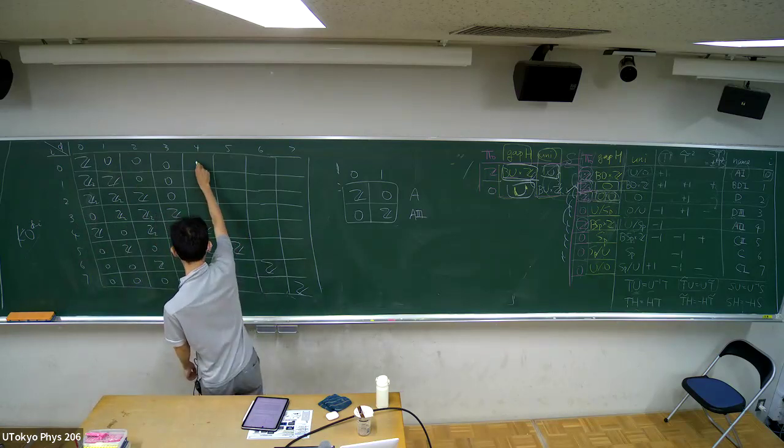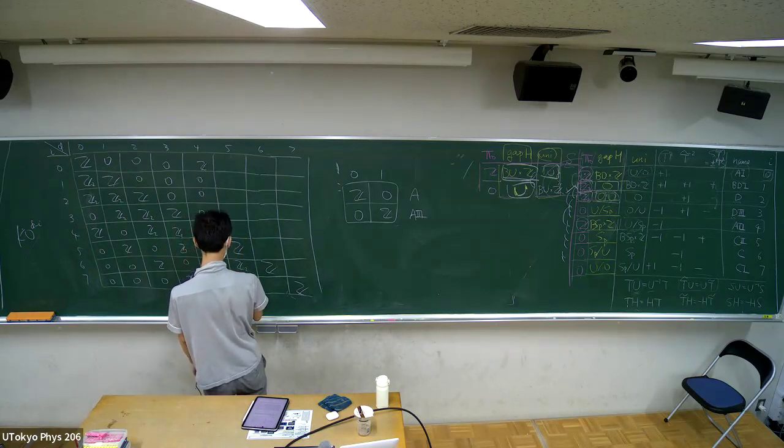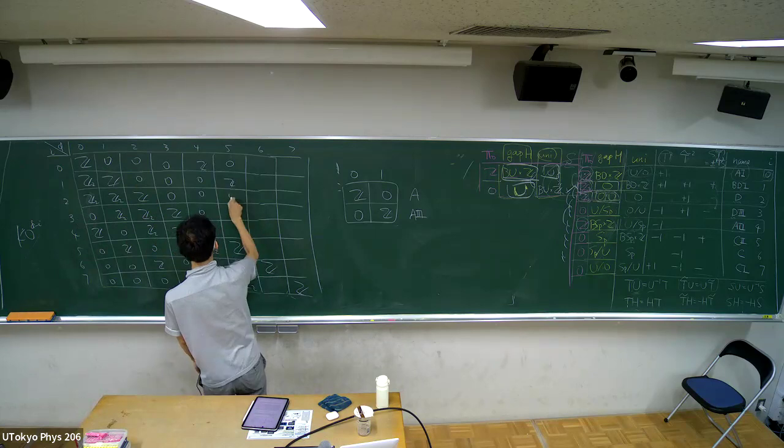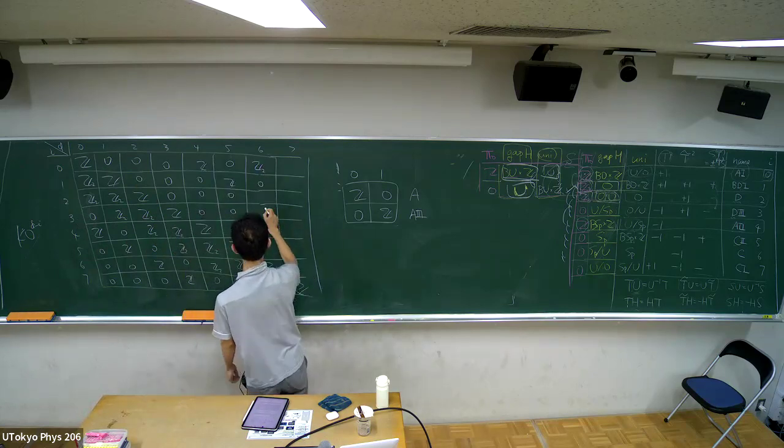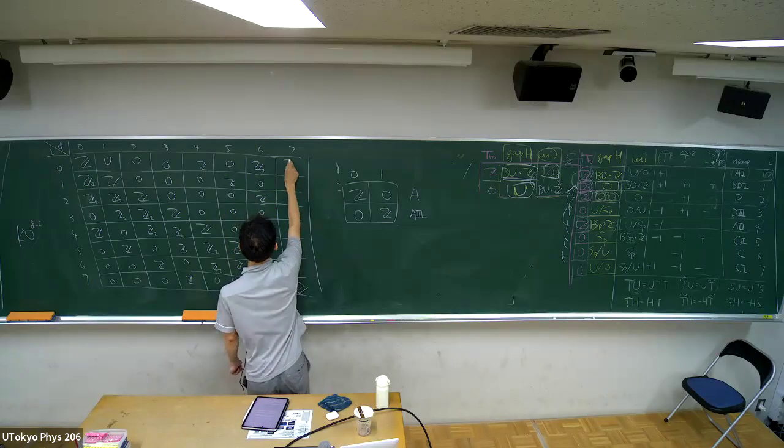0, Z, 0, 0, 0, 0, Z, 0, 0, 0, and finally Z, Z.